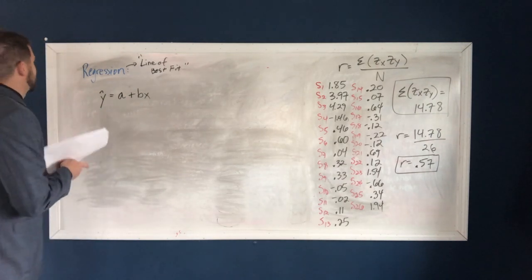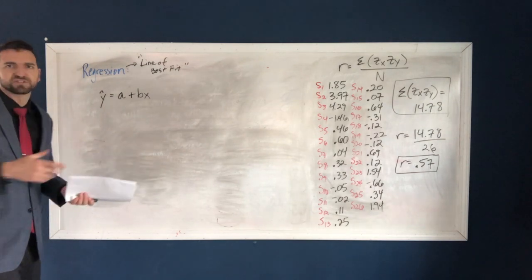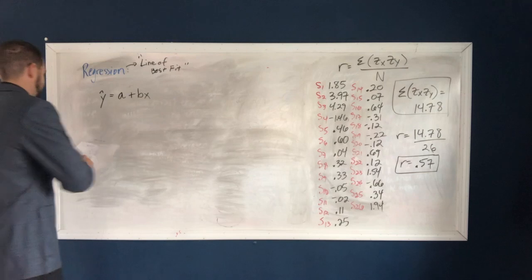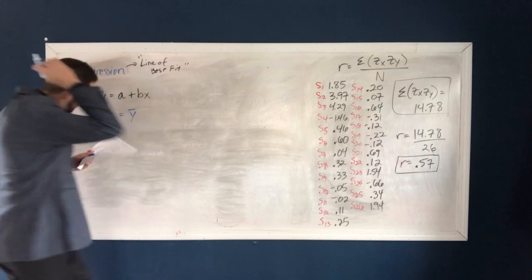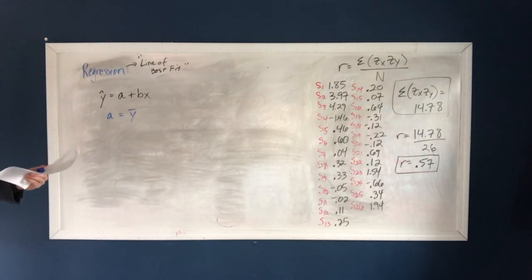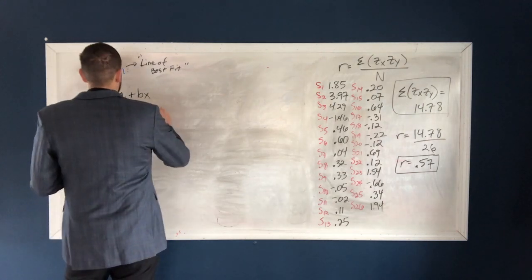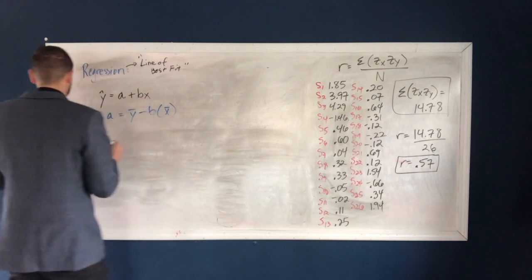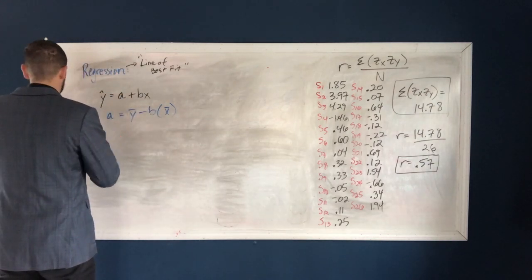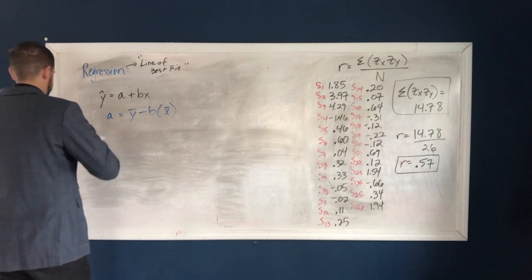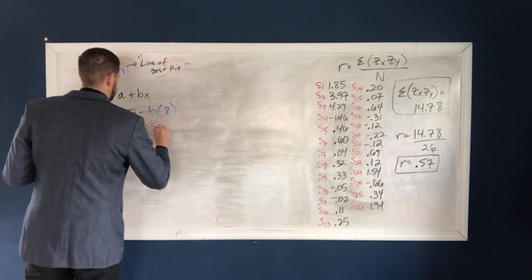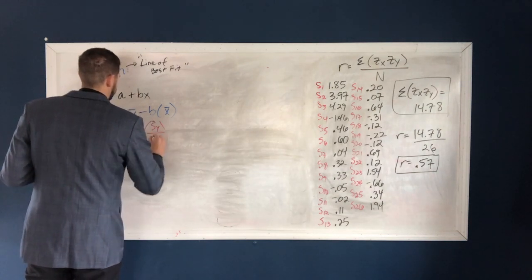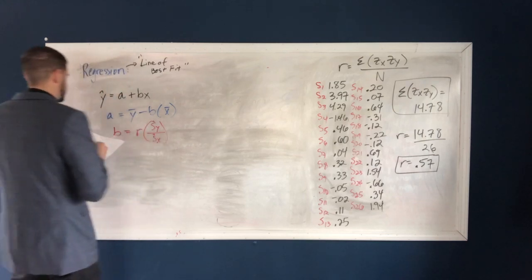Cool, so we have y hat equals a plus bx, which is the equation of the line. And then we have a equals y bar, or the mean of the y distribution, which in this case would be self-esteem, minus b x bar. And then the last equation we have is b equals r multiplied by the standard deviation of y divided by the standard deviation of x.